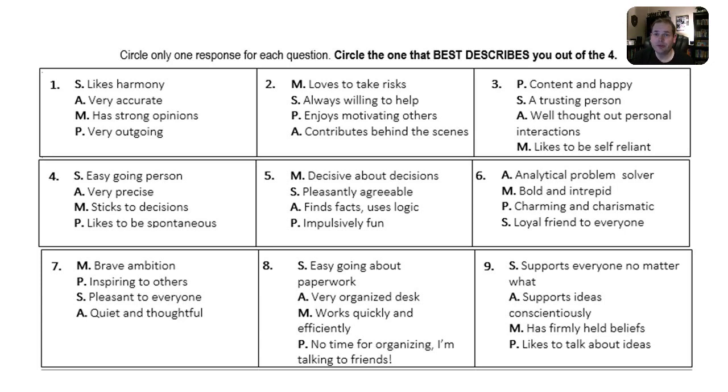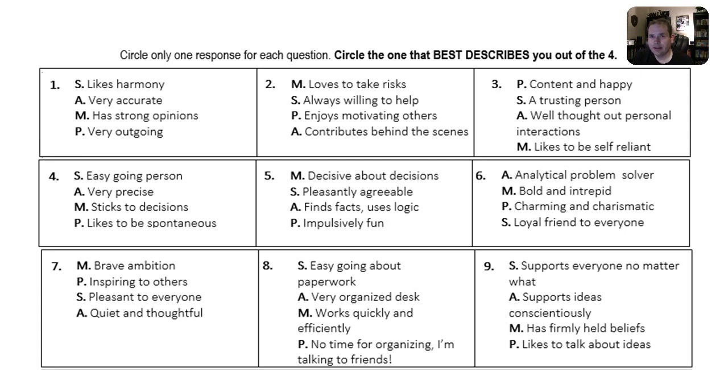Now, this is a forced choice assessment. And I realize, knowing behavior styles, that 2 of them are going to really appeal to you. Well, you've got to pick one. If one edges out the other, go ahead. If they're exactly equal, just flip a coin. You would either pick the S for likes harmony, the A for very accurate, the M for strong opinions, and the P for very outgoing.